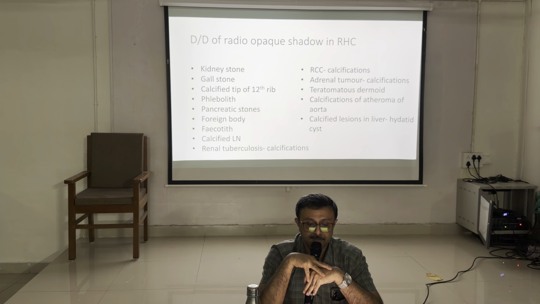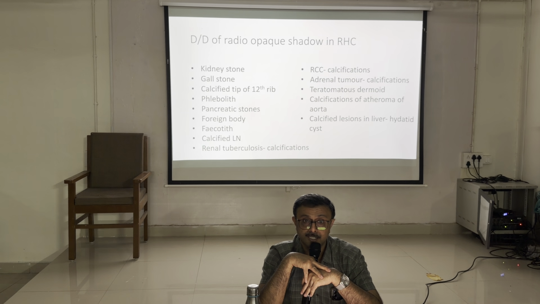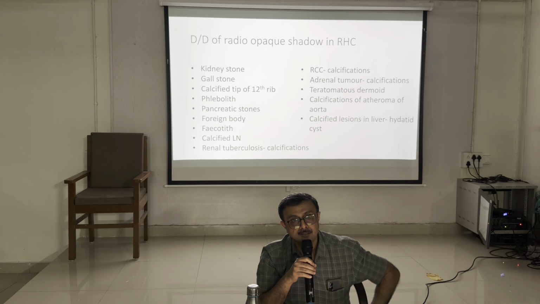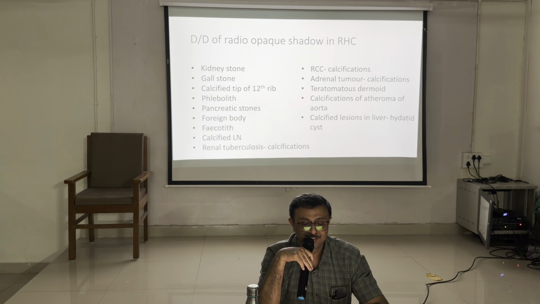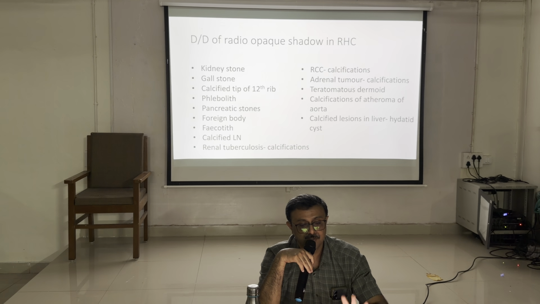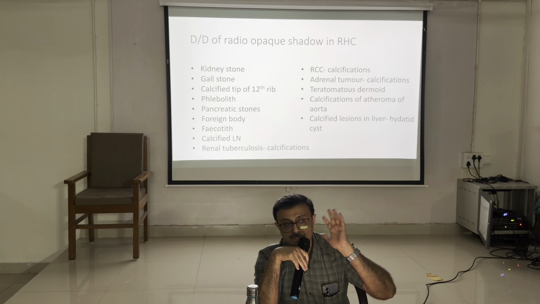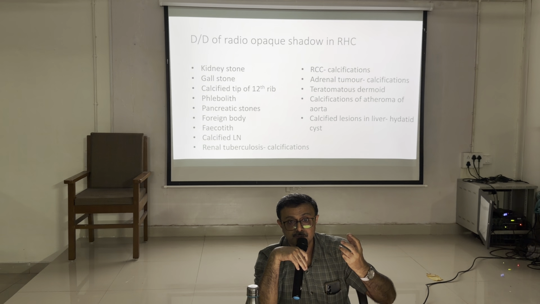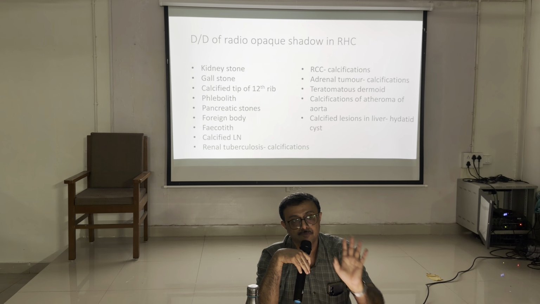Adrenal tumor calcification, calcified adrenal tumor, calcification of atheroma of the aorta, sometimes the calcified wall of the aorta can be visible. Calcified lesion in the liver, hydatid cyst. These are all radio-opacities on the right side. These are the facts, all very different. This is only a radio-opaque shadow. The shape of the radio-opaque shadow, type of the radio-opaque shadow, size of the radio-opaque shadow, and region suggest your disorder.